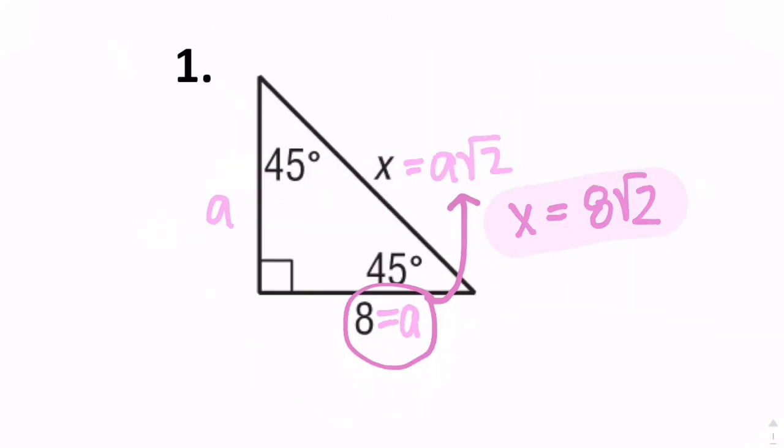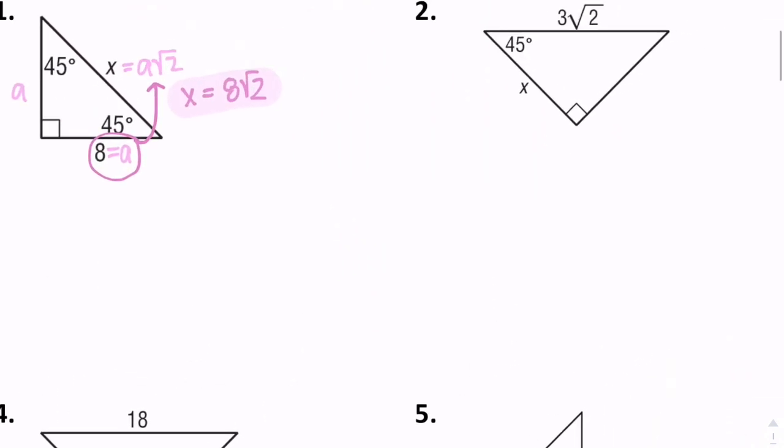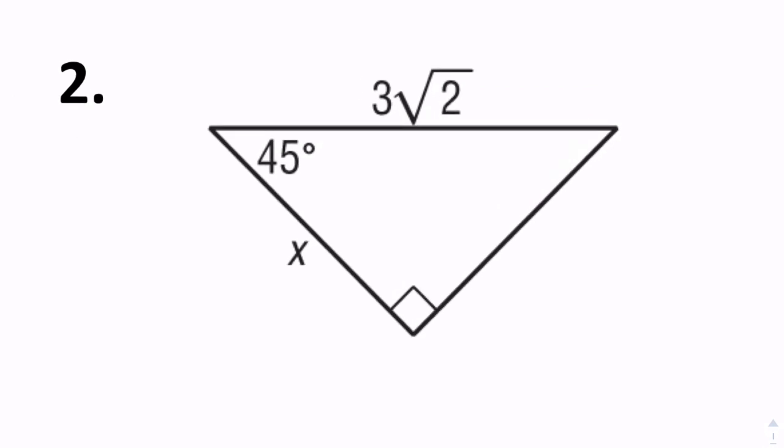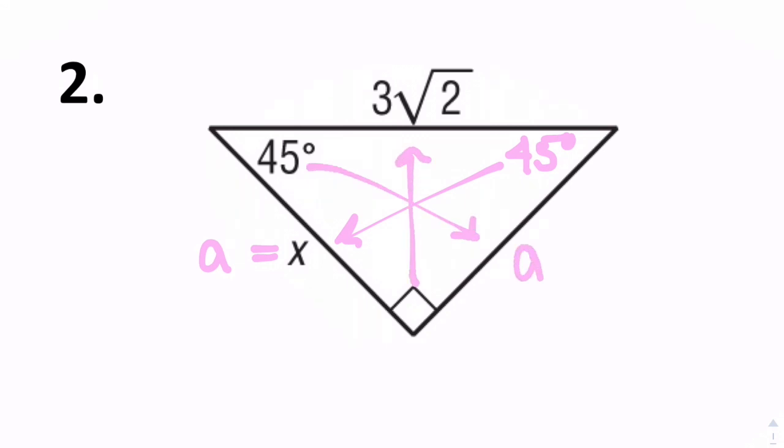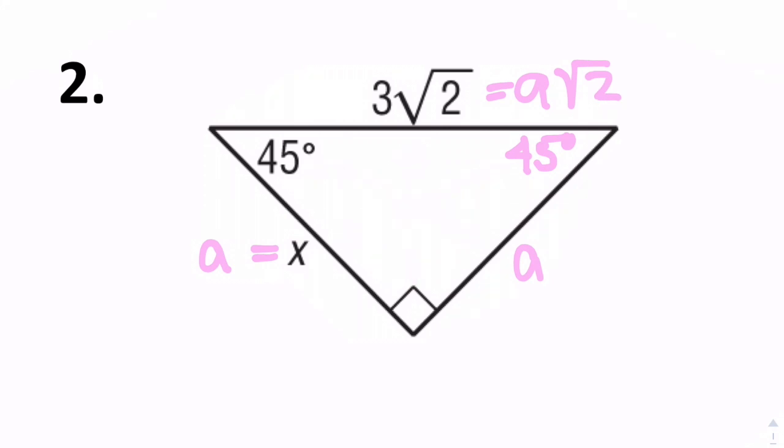All right. Let's skip over to number 2. We're going to do the same exact thing. Remember, I want you to write, this is also 45, right? That's the remaining angle. I would like you to write across from the 45 is A. Across from the 45 is A. And across from 90 is a root 2. Okay, so write that before you even start.